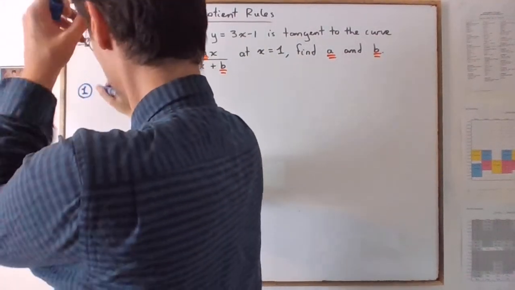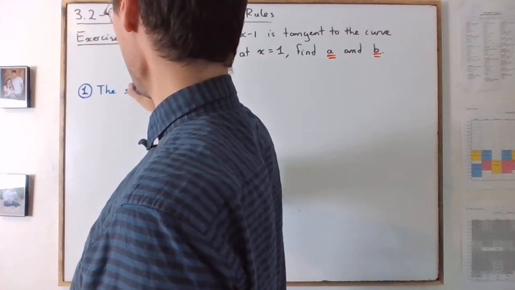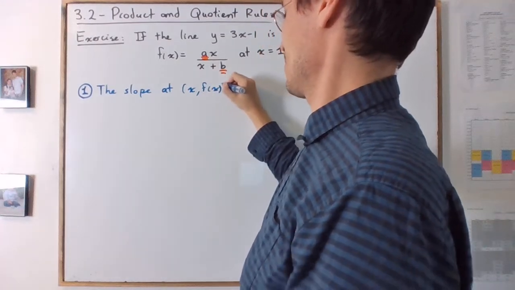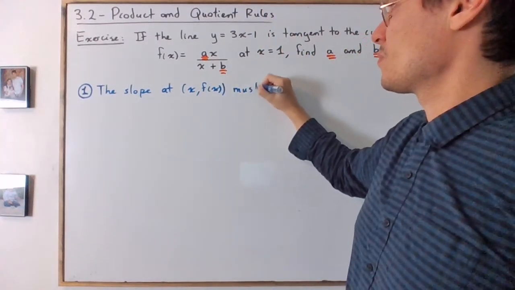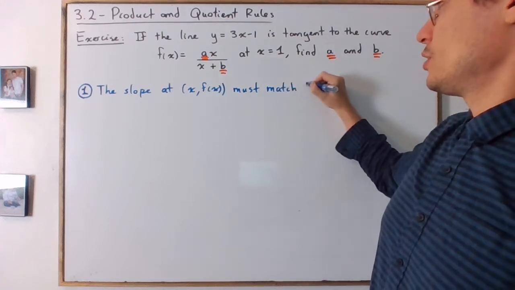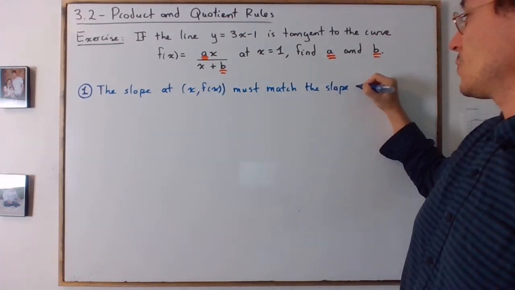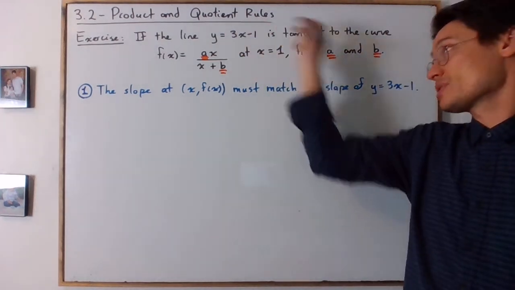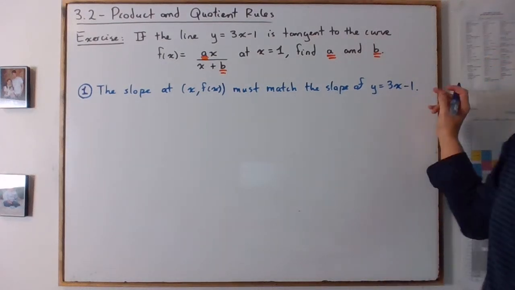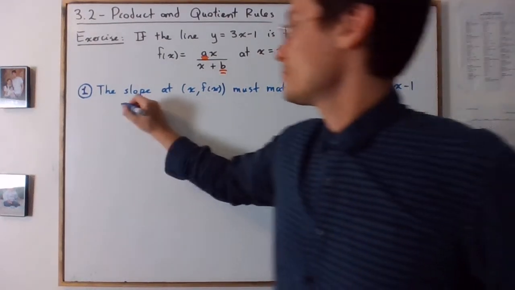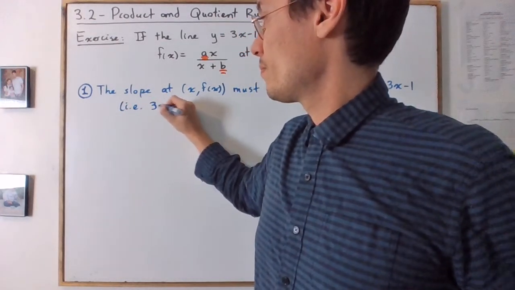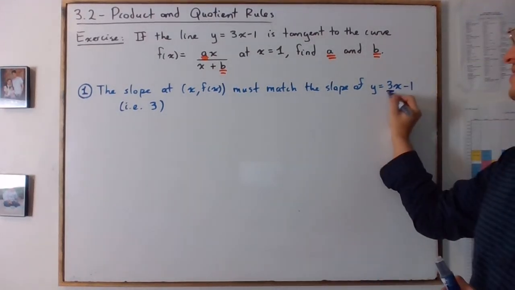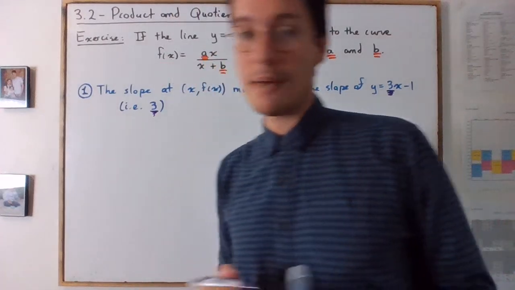So the slope at x of f of x must match the slope of y equals 3x minus 1. And this is really because this line is tangent. And notice that the slope in this case is 3. You're just looking at the number that's right up here. So this 3 right here, this is what we're talking about.